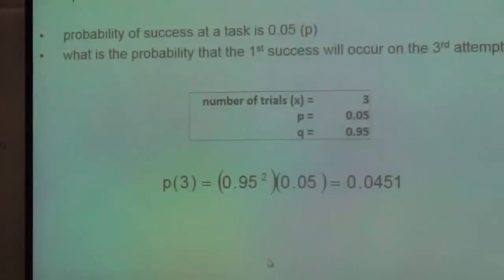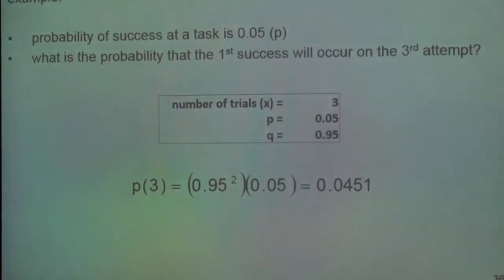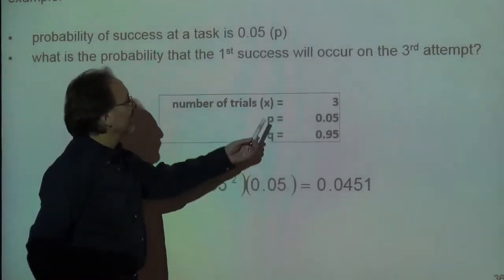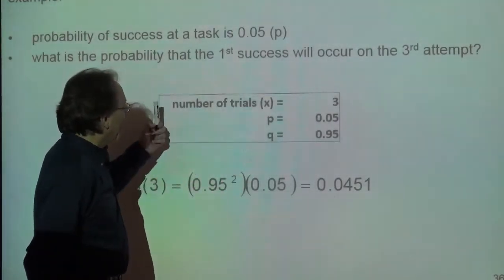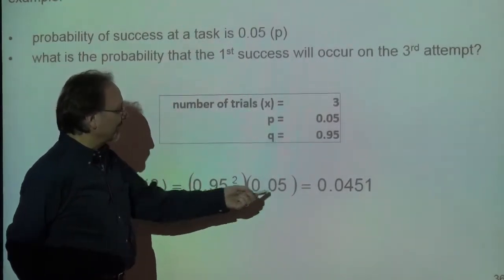So let's say that I know that the probability of success in a task, P, is 0.05. In other words, really, really low probability of success. 95% of the time we fail at this. What's the probability that the first success will occur on the third attempt? So that means that I have to have 2 failures before I get a success.